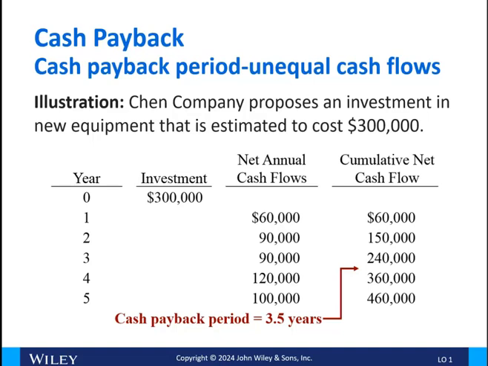The full cash flow in year four is 120,000, which gets us to 360 cumulative, which is more than the investment. So if we look in between there, 60,000 is half of the year four cash flow, so we'll call it half a year to get us to 300,000. So 3.5 years would be the cash payback period. It's the same idea as the investment divided by the annual cash flows. It's just that we have to add up the cumulative and find where it equals the initial investment.